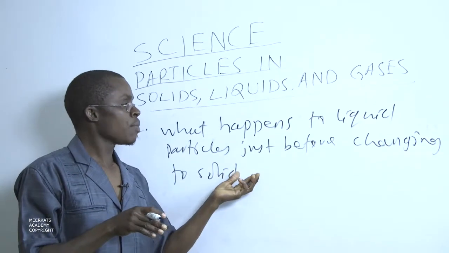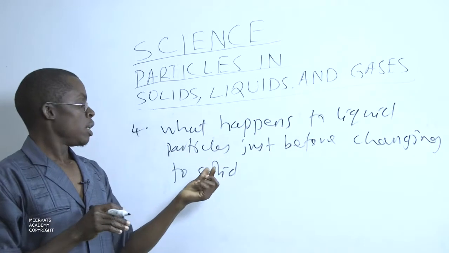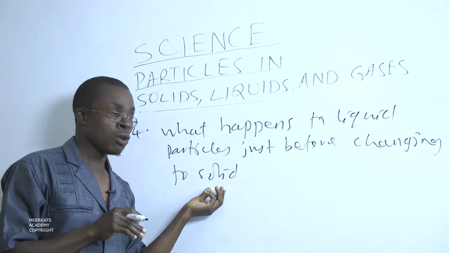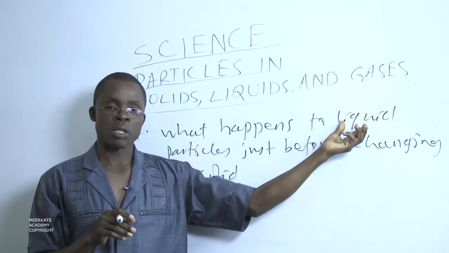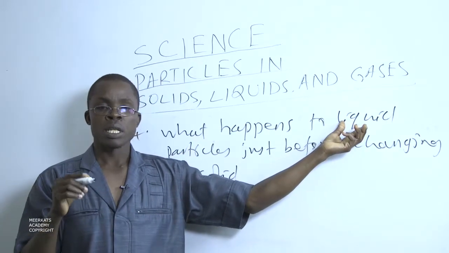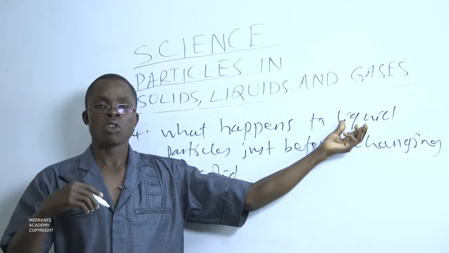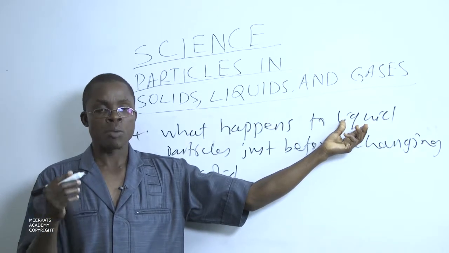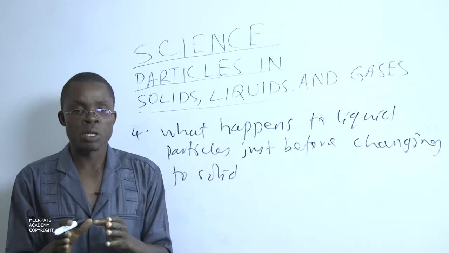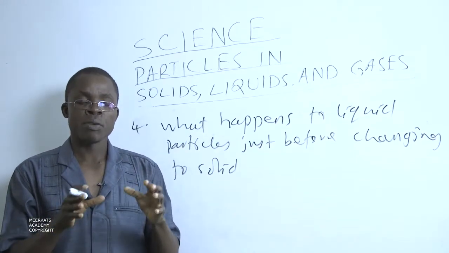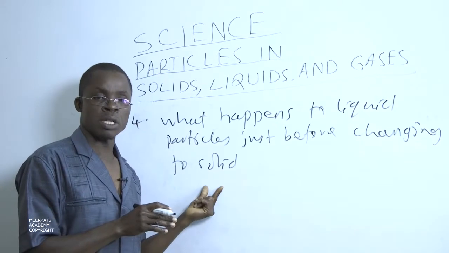What is happening here? The liquid is changing to solid. So the amount of energy in the liquid particles is reduced. By reducing, they will be unable to move, and because of that, they will remain in one fixed position, making themselves turn into a solid.